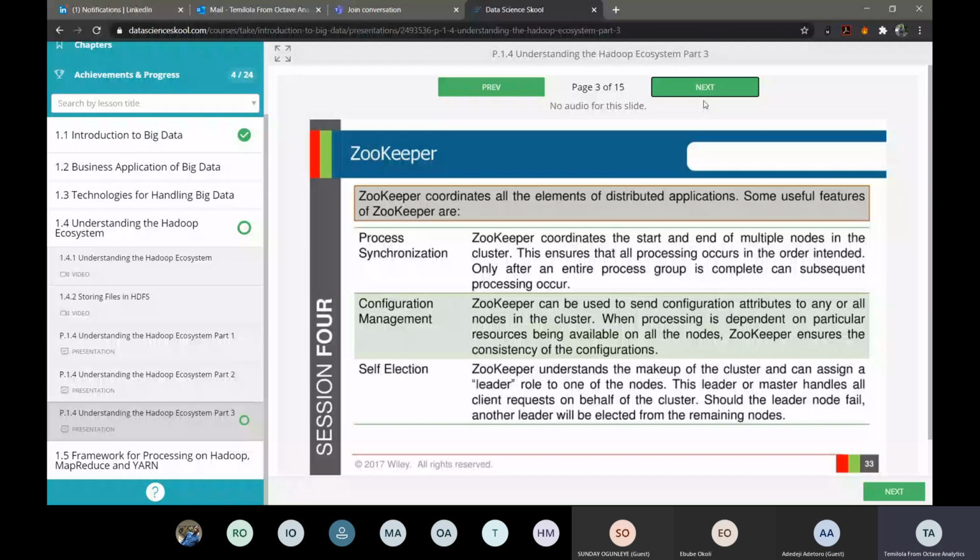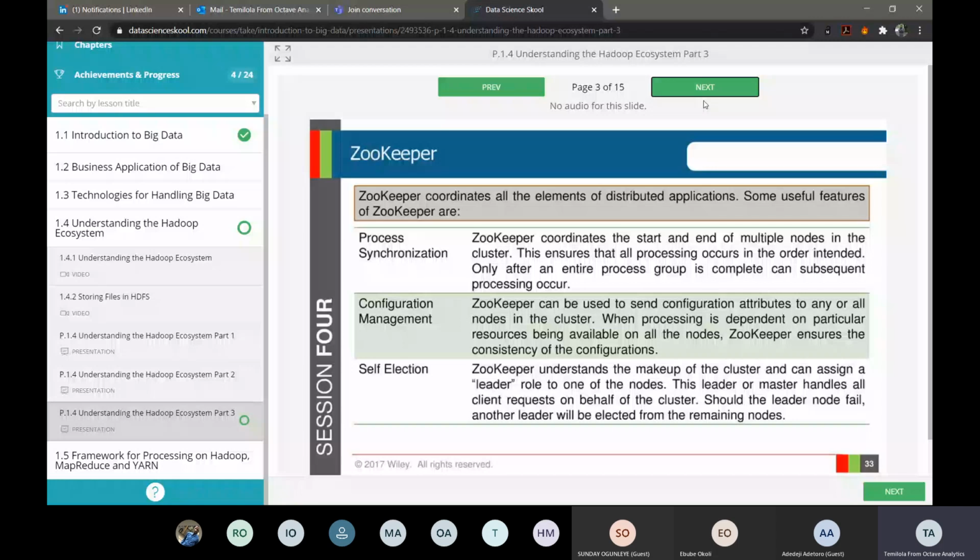So Zookeeper coordinates all the elements of your distributed applications, meaning any application you have on your Hadoop ecosystem, Zookeeper coordinates every single element of it. Some useful features of Zookeeper include process synchronization, configuration management, leader election, and all. Just like I said, always take note of the statements highlighted in light green.